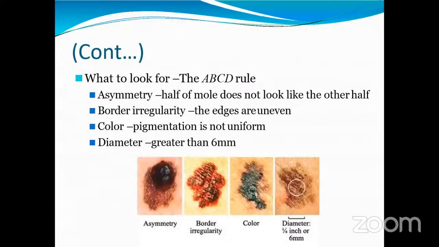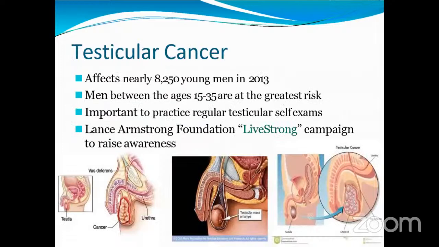And what to look for is the ABCD rule. A means asymmetry. Half of the mole does not look like the other half. The symmetry will be different for moles. Then border irregularity. You can see here in the image, the border is uneven in the second image. Color: pigmentation is not uniform. It is not of a single color. You can see different colors. Then diameter. If it is greater than 6 millimeters in diameter, then we have to go for testing.